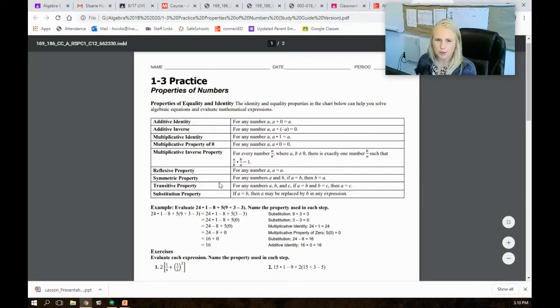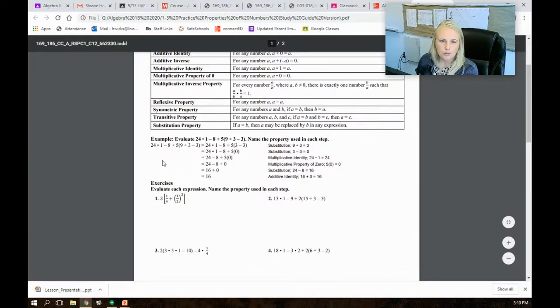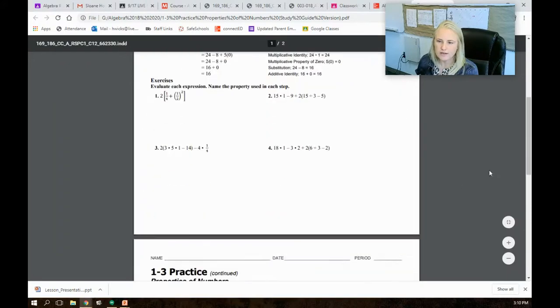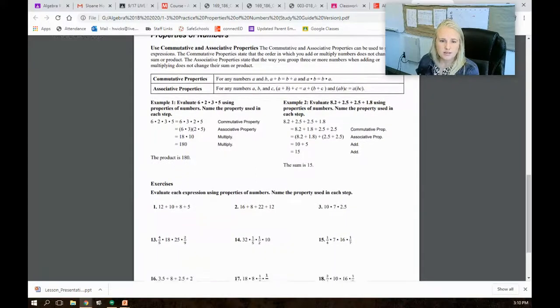Okay, I just want to go over the worksheet really quick. This is the worksheet that we're going to be doing. I put the charts right on here for you, and I gave you some examples of what's going on. They're going to give you exercises where you have to evaluate the expression. So you're going to evaluate like normal, and then I want you to go through and label your steps. What did you use? Substitution, multiplicative identity. Just go back up here to this chart and check that. And then the same thing on the second page. There are only 4 problems on the first page. Same thing on the second page.